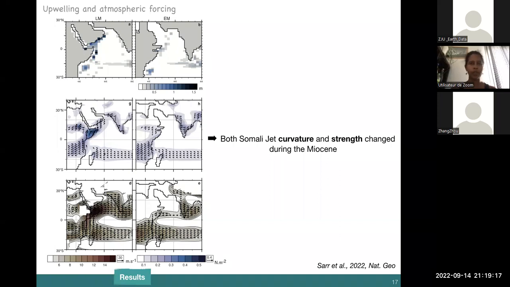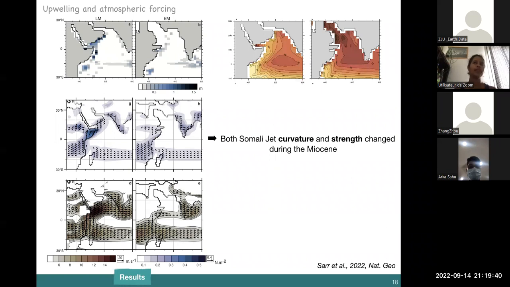What you can see in this plot that displays wind is that the strength of the wind is highly reduced in the early Miocene simulation, by 6 to 8 meters per second. The wind remained east-west and never steered toward the north. And this results in suppression of the wind stress in the Western Arabian Sea region, which is directly responsible for the lack of upwelling.